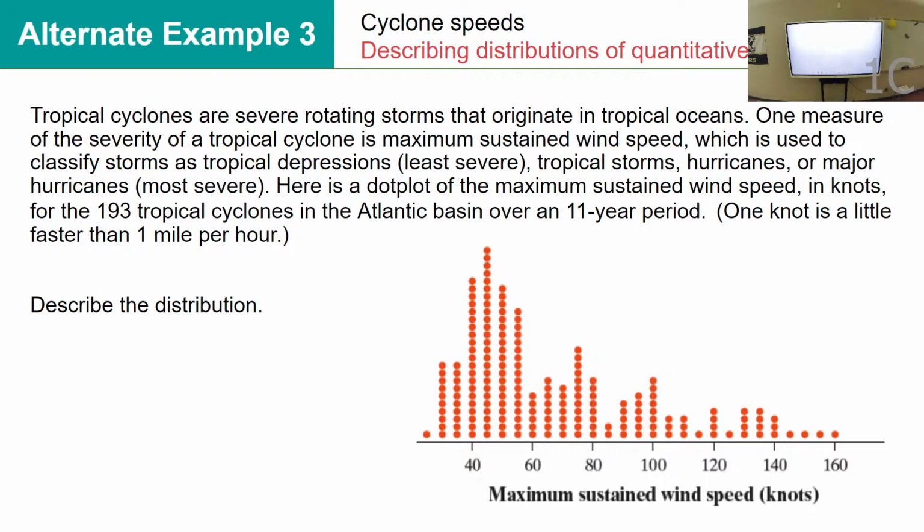The distribution of the maximum sustained wind speed in knots is skewed to the right, with the center about, don't lie, 45, 46, 42, 40. You're starting to lie at 40 because you got these numbers way out here at 160, right? We could figure out the mean. We could figure out the median.